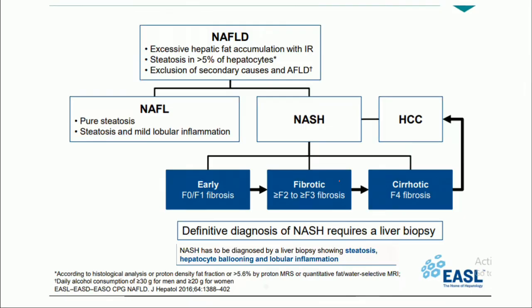Right. So NASH, where there is fat deposition and inflammation and a little bit of scarring, requires a liver biopsy for definitive diagnosis. You are looking for steatosis, which is fat accumulation. You also get hepatocyte ballooning, or enlargement of hepatocytes, and lobular inflammation in NASH. So ideally, you need a liver biopsy to diagnose it.